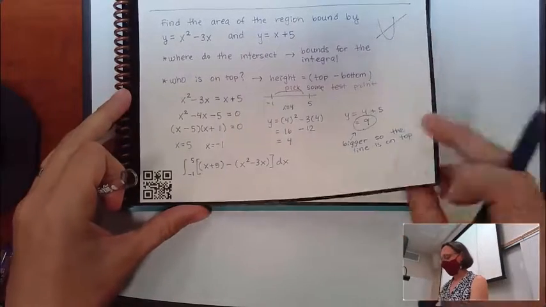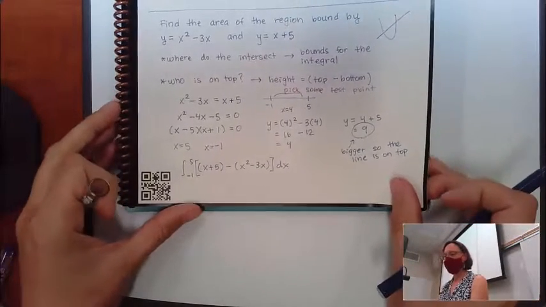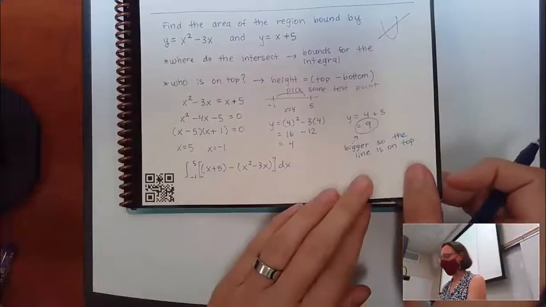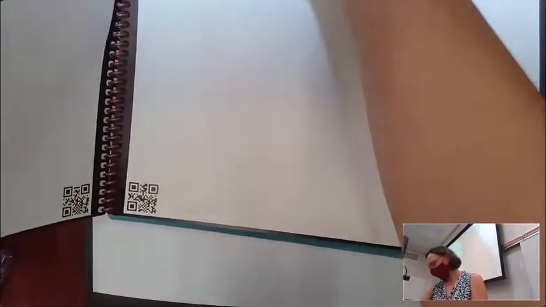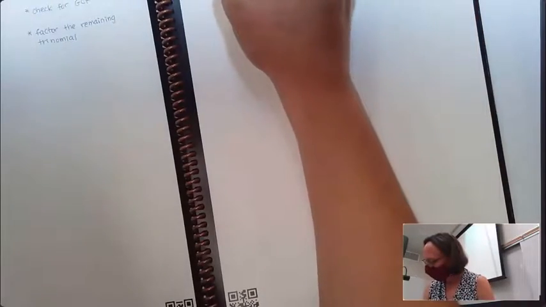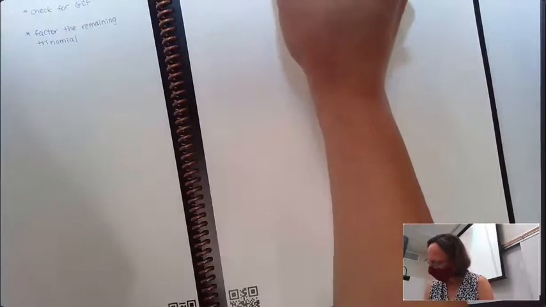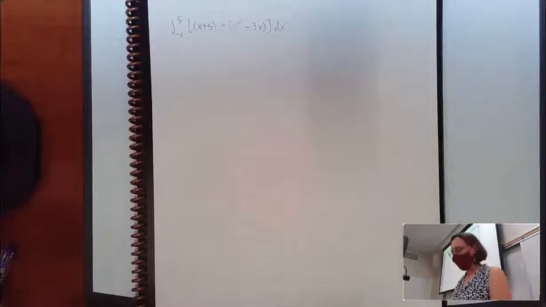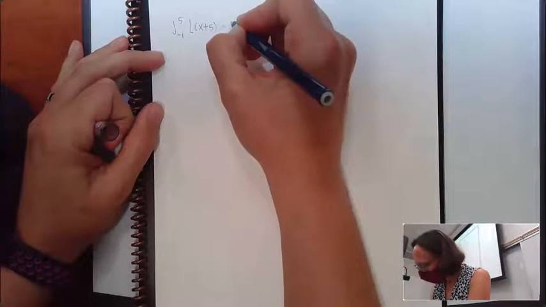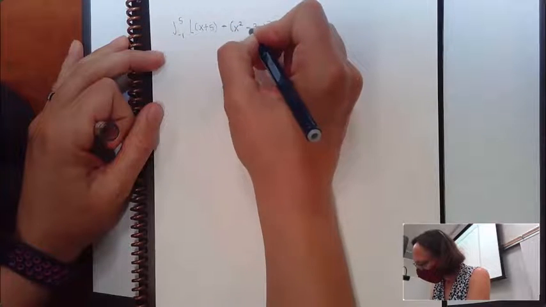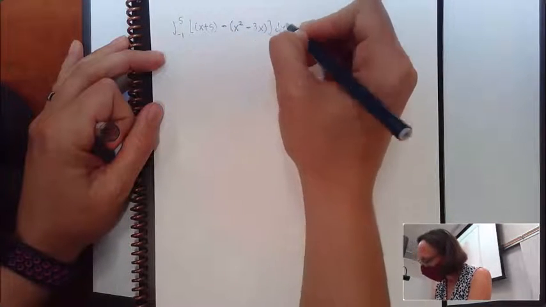I really don't have enough room on this page. So when I flip the page, this is always where I make mistakes. -1 to 5. Maybe I can manage to do this. So -1 to 5. We had an x plus 5 minus 3x dx. Okay. Cool. Oh, that got a little smeary.